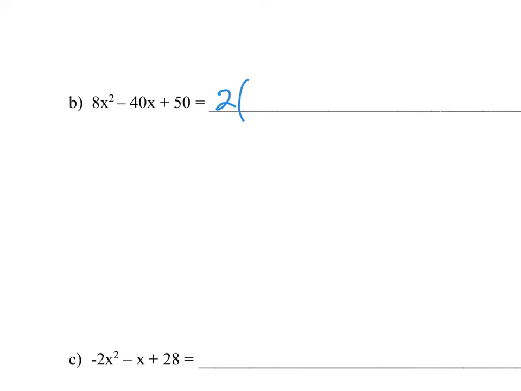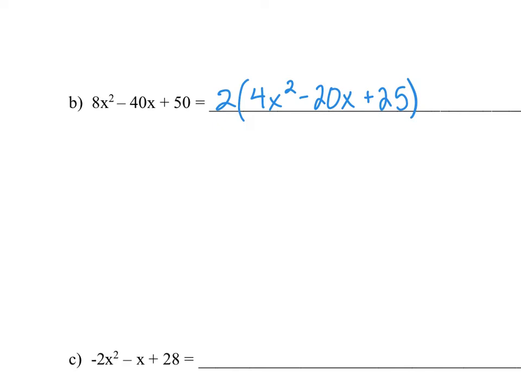8x squared divided by 2 is what? 4x squared, because we didn't take out a variable. Negative 40x divided by 2. Negative 20x, good. And 50 divided by 2. 25. All right, so now the inside can be what?